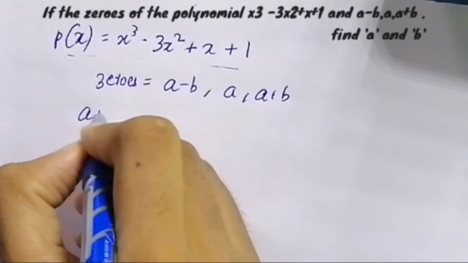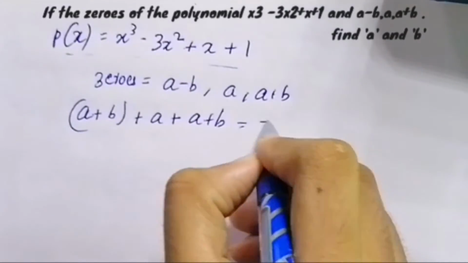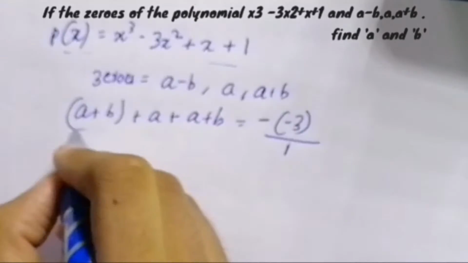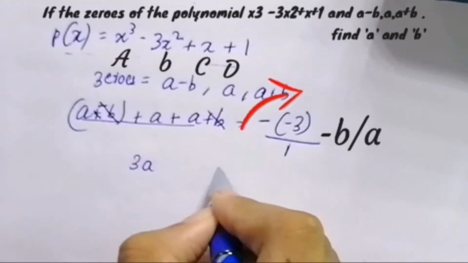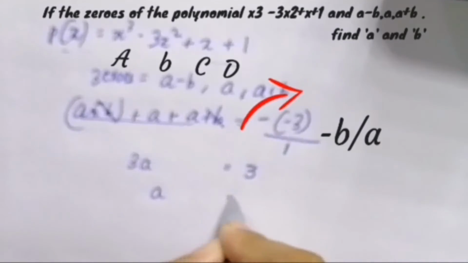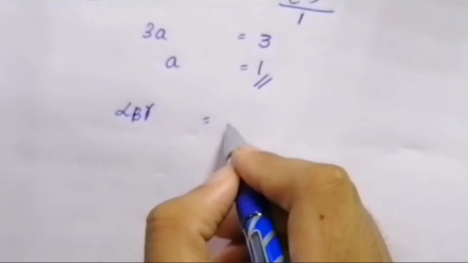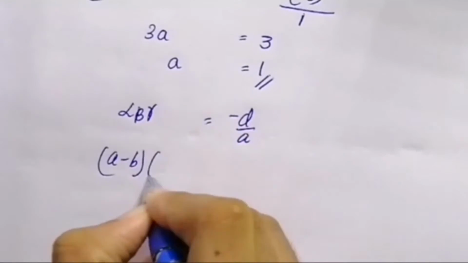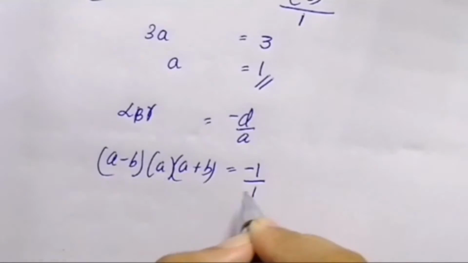Here the zeros are given as a plus b, a minus b and a. We also know how to find the sum, the product and the sum of the product of zeros from the p of x given to us. I believe you know how we got minus 3 as the sum of the zeros. We got the value of a, and with a we will now find the value of b.